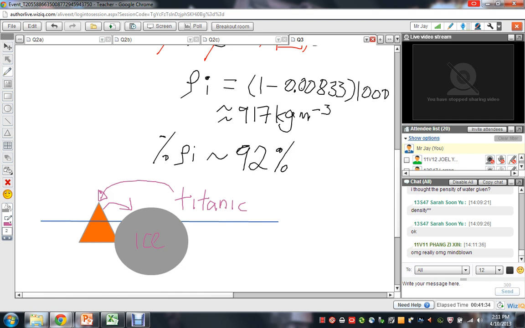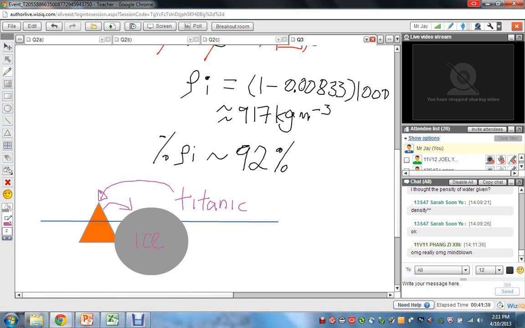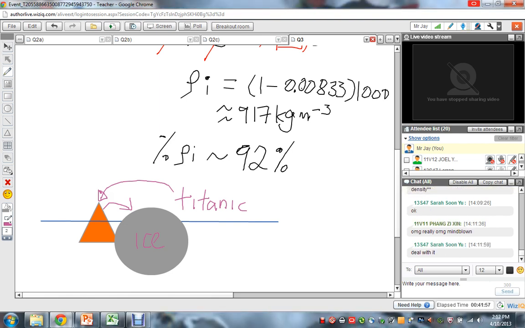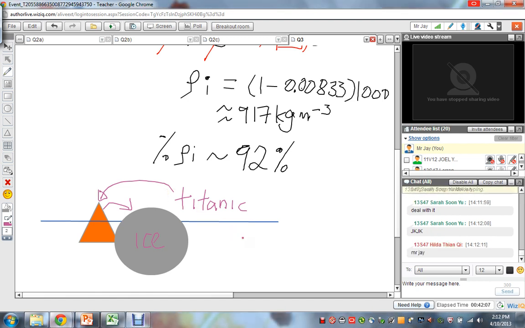So in GP, you may use the phrase tip of the iceberg. Now you know how to derive the tip of the iceberg. So that's question 3. Any questions? Yes, Hilda?